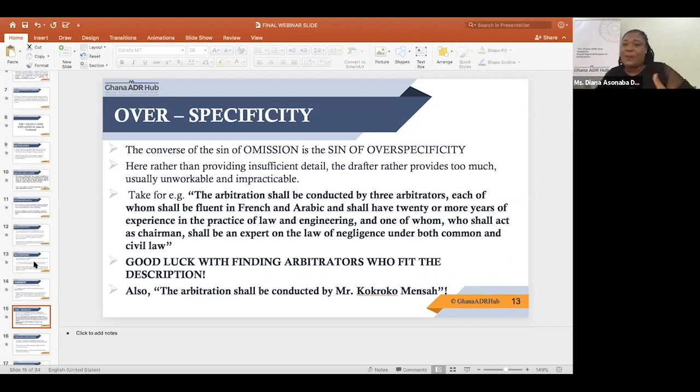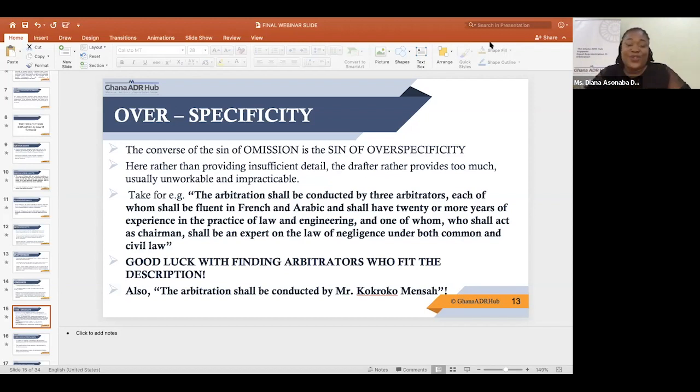So let's look at an example of the sin of over-specificity. It says that the arbitration shall be conducted by 3 arbitrators, each of whom shall be fluent in French and Arabic, and shall have 20 or more years of experience in the practice of law and engineering, and one of whom, who shall act as chairman, shall be an expert on the law of negligence under both common law and civil law. In trying to cover all ground, sometimes you can commit the sin of over-specificity.